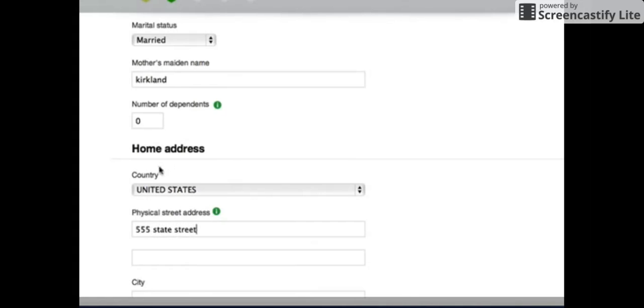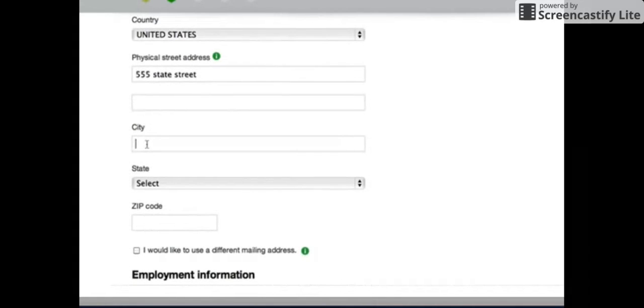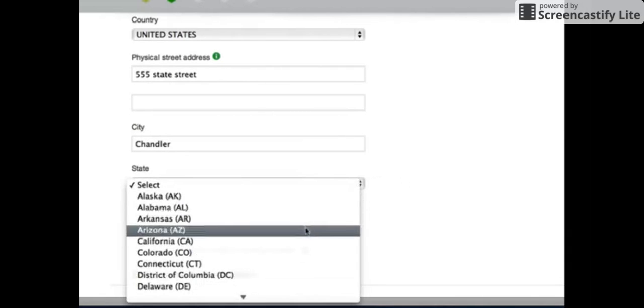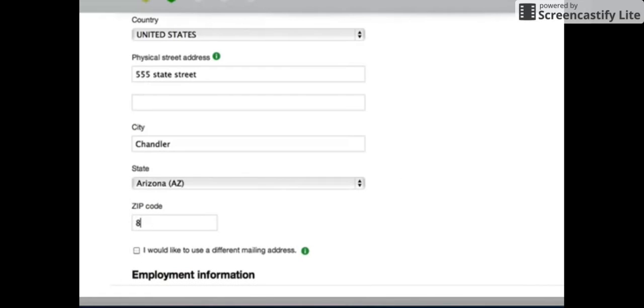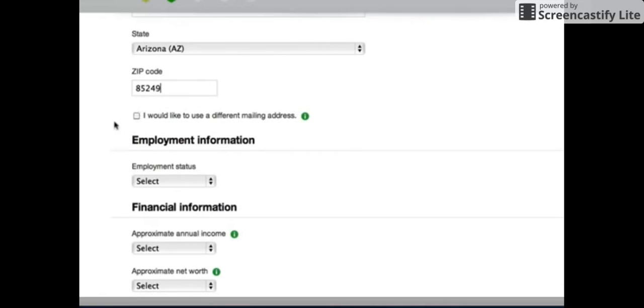Just put in something there. City, state, and a zip code. All right, and then click that if you want to use a different mailing address.